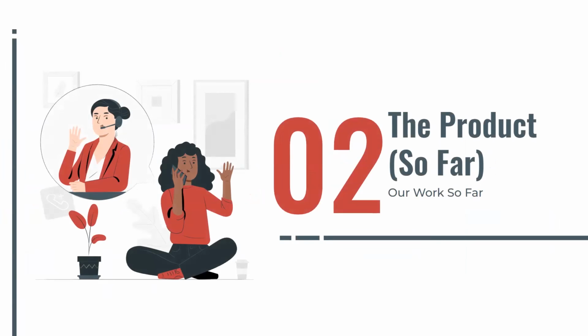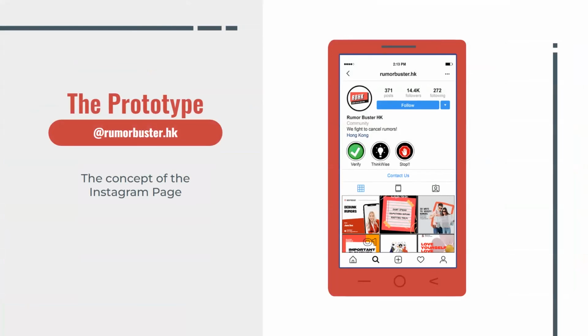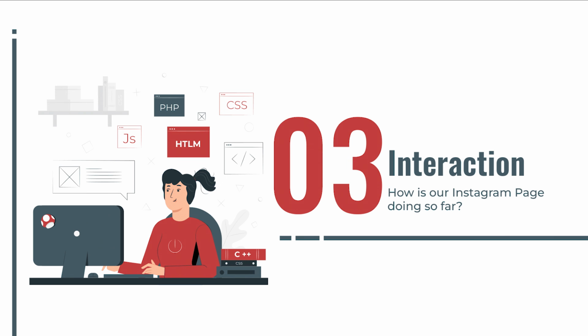So here's our work so far. This is the early idea of our Instagram post. So our main target was to make a similar Instagram page based on this prototype. And this is how the actual product looks like. It is already identical to the prototype. Now we will be talking about section 3, the interaction on our Instagram page.